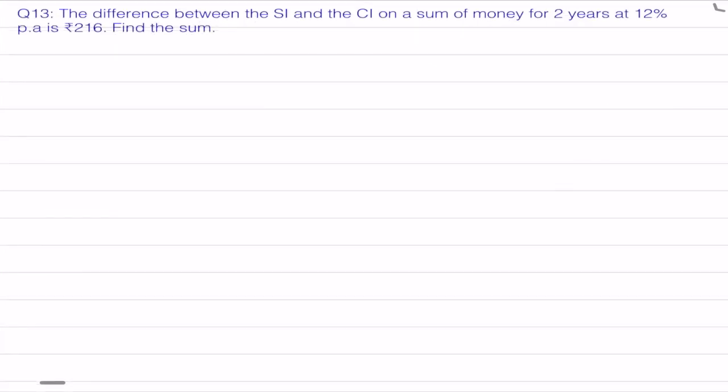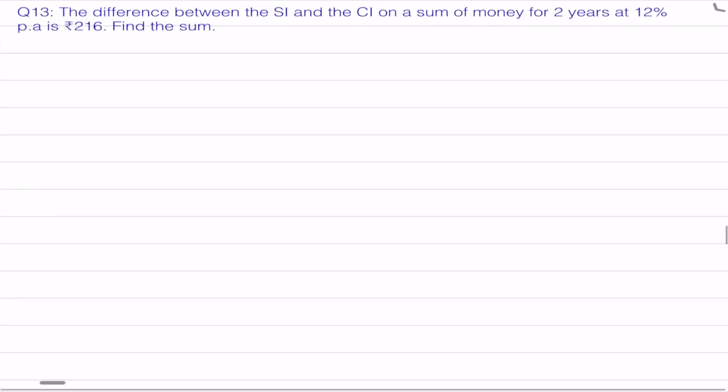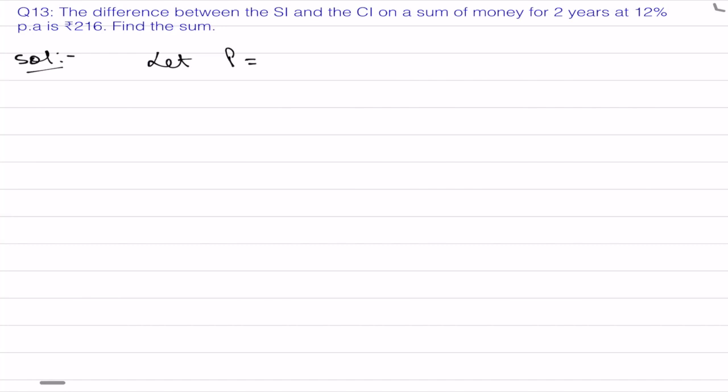Yes, now for today, the last question is: the difference between the simple interest and the compound interest on a sum of money for 2 years at 12% per annum is rupees 216. Find the sum. Sum means principal. So in this question, the principal is missing. So let the principal be P or you can take X. The choice is yours. And the time period is 2 years and rate percent is 12%.